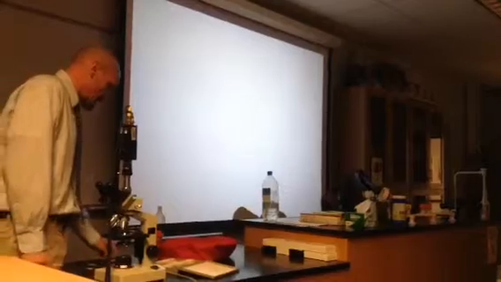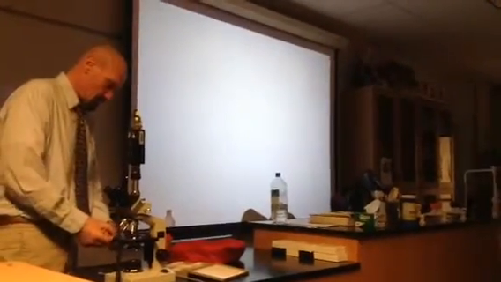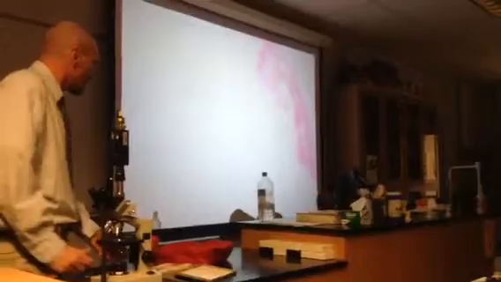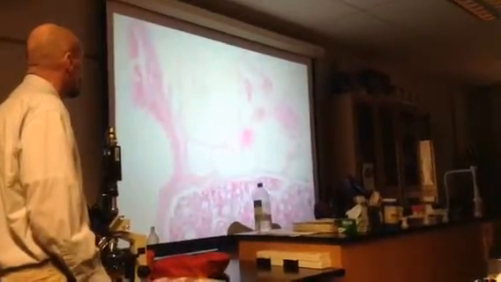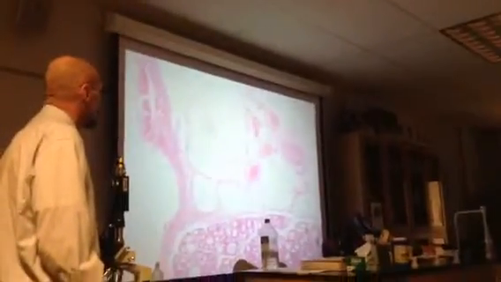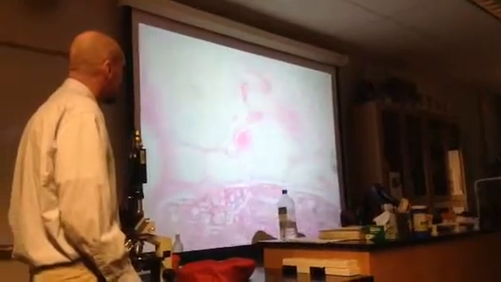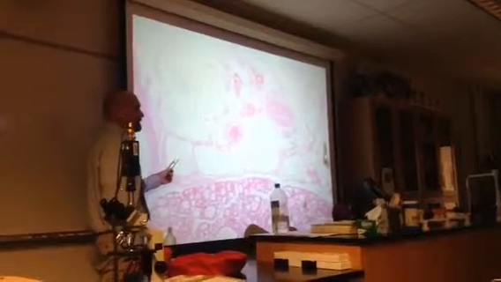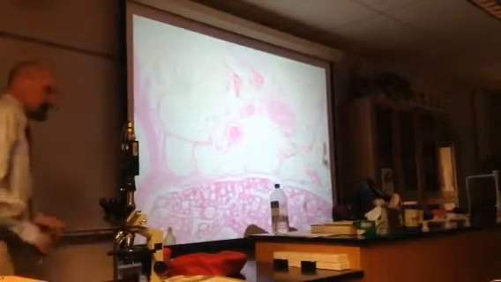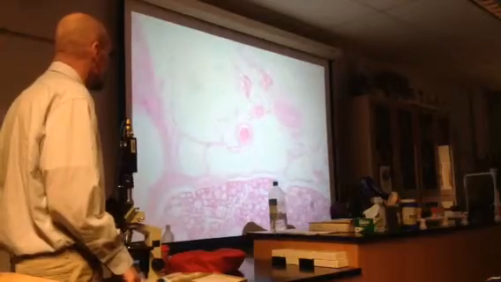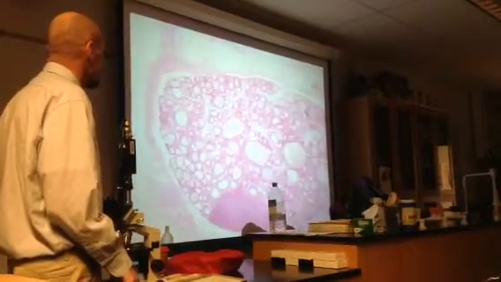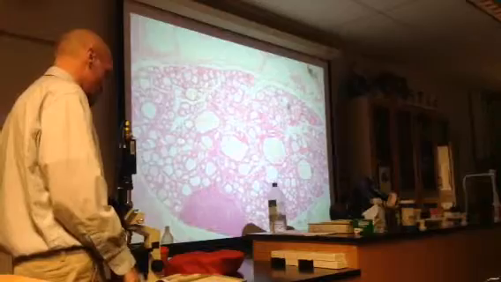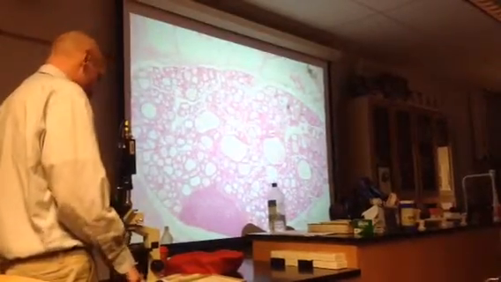And lastly, this one's a real easy one. What does this look like? Out of curiosity. Fat. Yeah, fat cells. But you go underneath those fat cells, what are we looking at here? Thyroid gland.